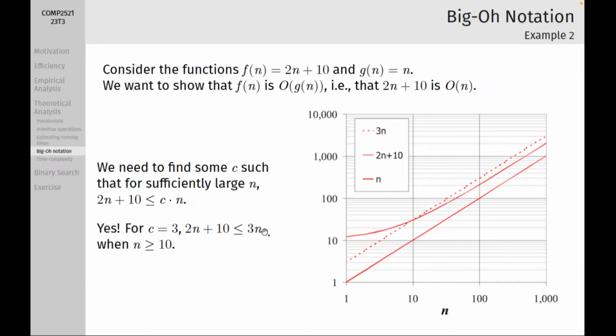So if we didn't multiply n by 3, there's no way that it would overtake 2n plus 10. But if we plot 3n, then after n is greater than 10, it'll overtake 2n plus 10. So you don't really need to worry about this. Do you have questions?